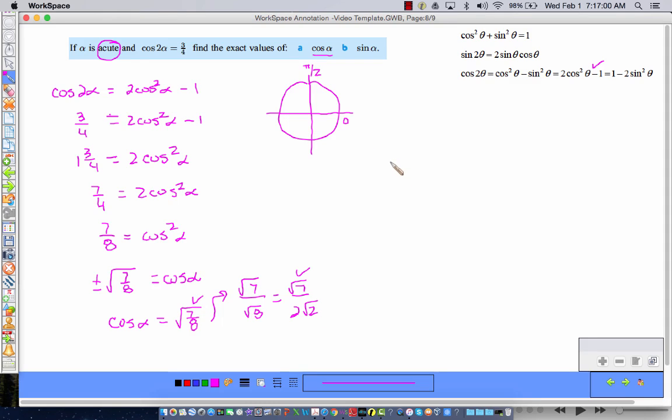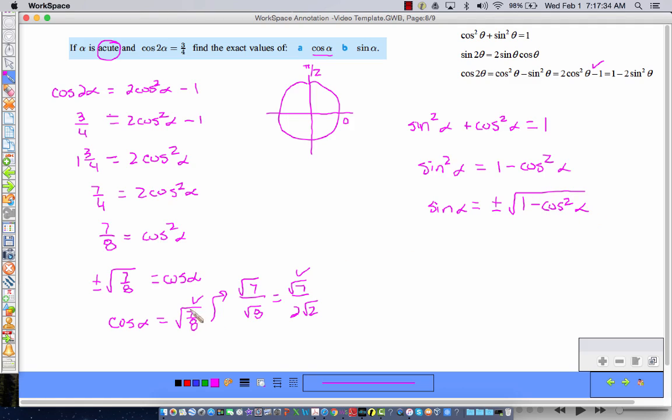All right, let's find sine alpha. Well, I know that sine squared alpha plus cosine squared alpha is equal to 1, which means that sine squared alpha is equal to 1 minus cosine squared alpha. So sine of alpha is equal to plus or minus the square root of 1 minus cosine squared alpha. Well, I know what cosine alpha is. It's the square root of 7/8.